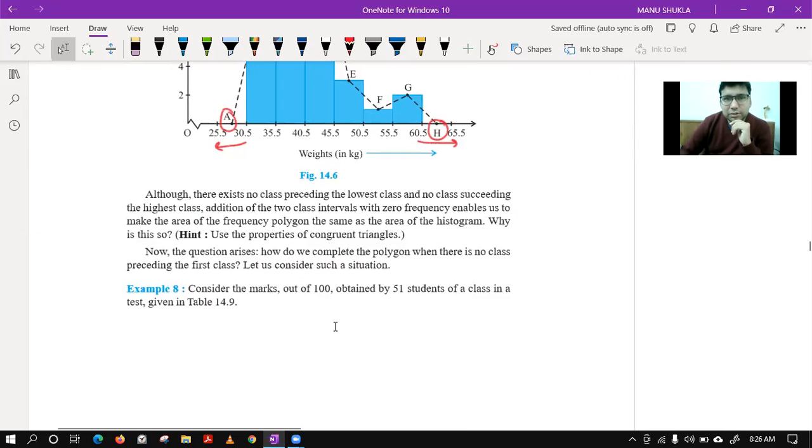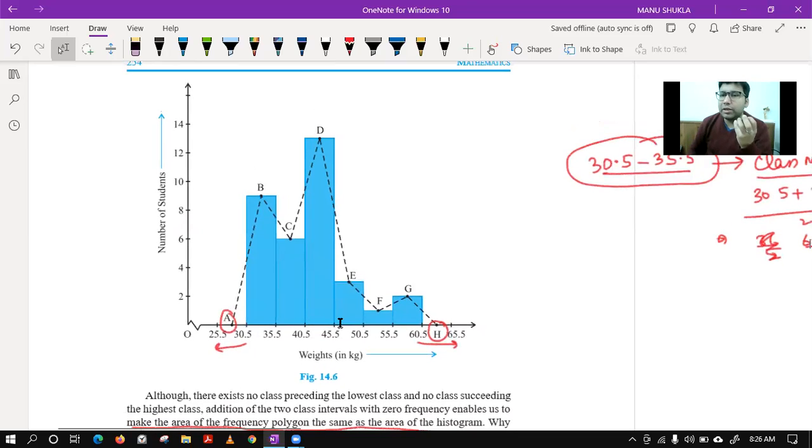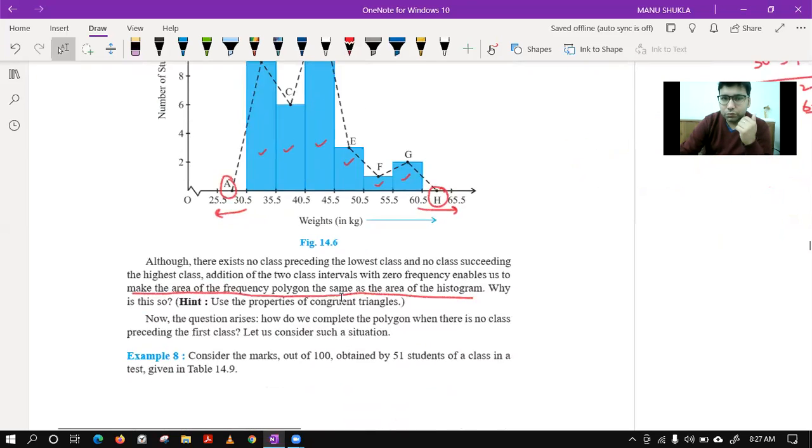Okay, one more thing they are saying is that the area of the frequency polygon and the area of the histogram are the same. There is such a property; if you want to go on proving it, you can search online how it is proved. So this histogram that was made earlier and this frequency polygon that you made now, they both have the same area. Okay, this is the property.